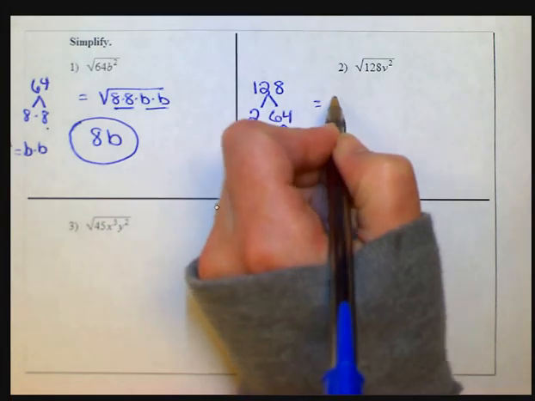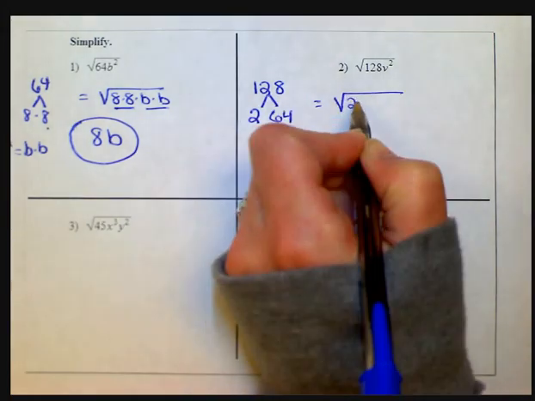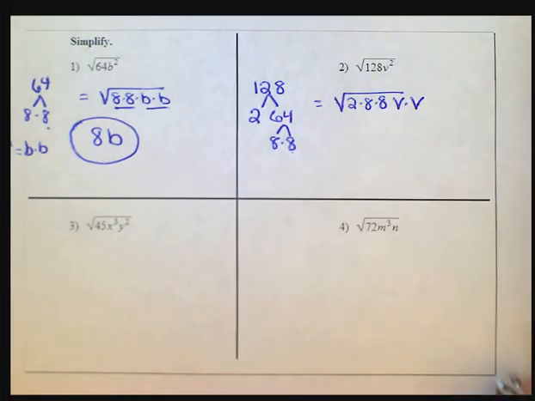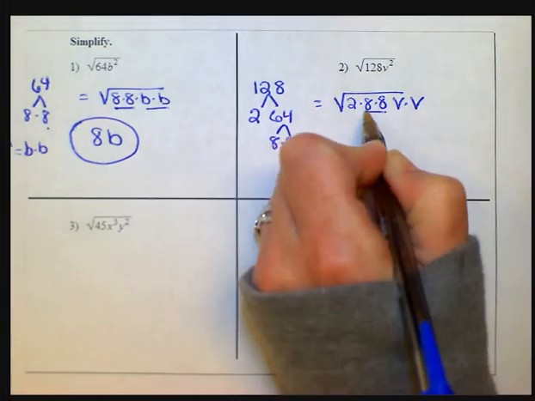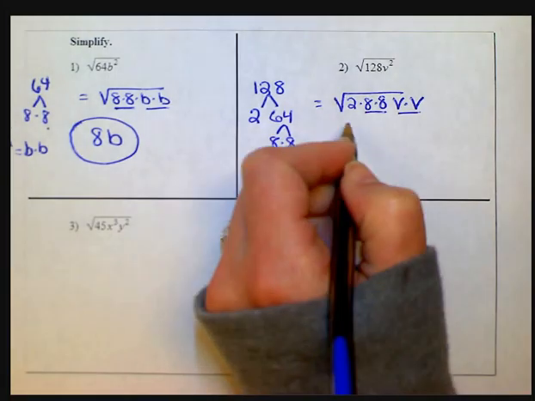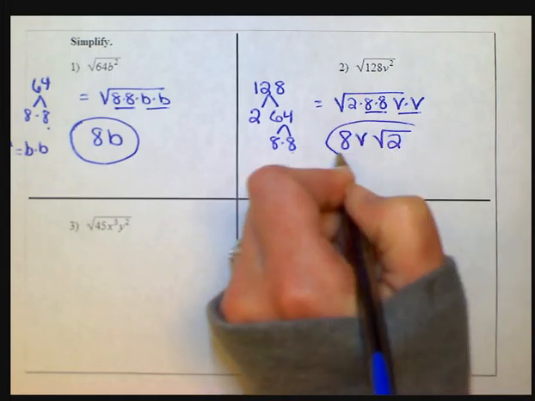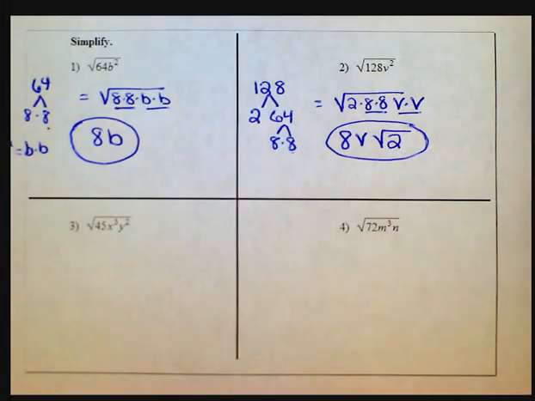So I'm going to leave it as 8 times 8. So this is going to be the square root of 2 times 8 times 8, and I got the v squared, which is v times v. So for every 2 underneath, I can bring 1 out. So I can bring out an 8. I can bring out a v, but my 2 doesn't have a partner, so that has to stay under the square root sign. So I have 8v square roots of 2.